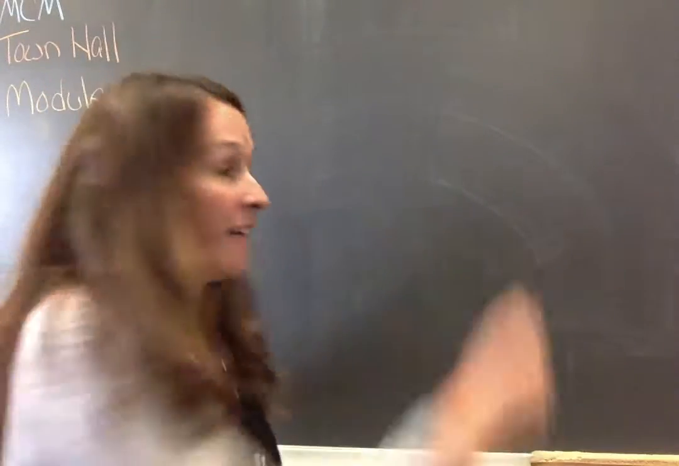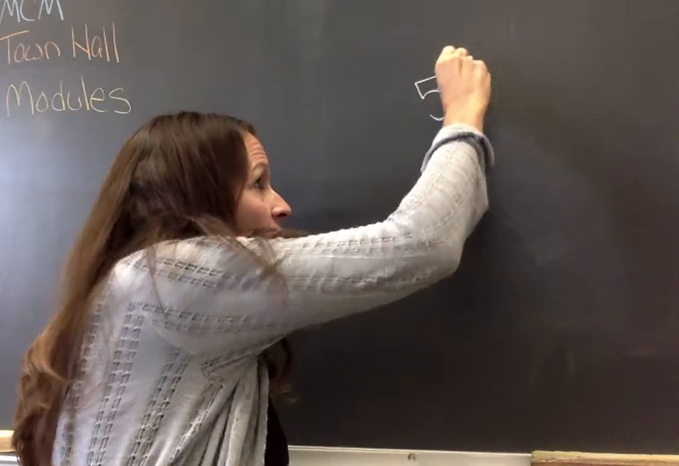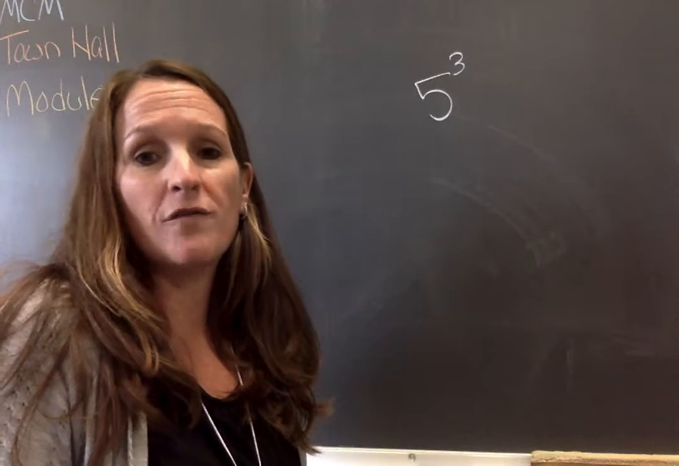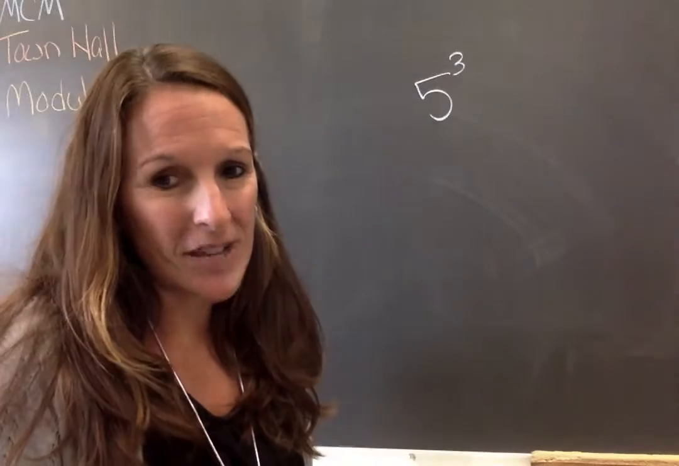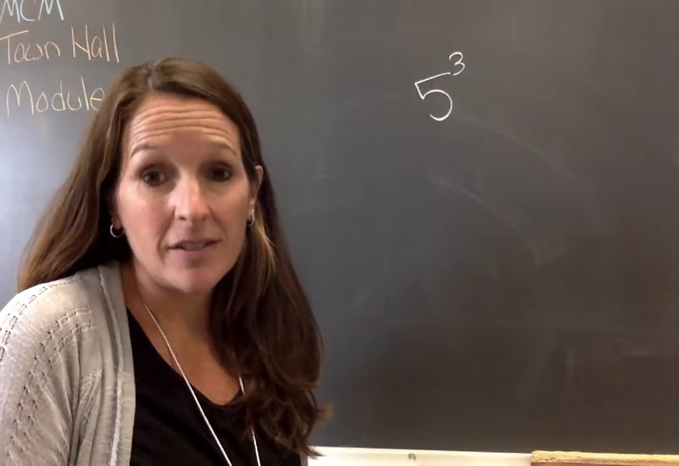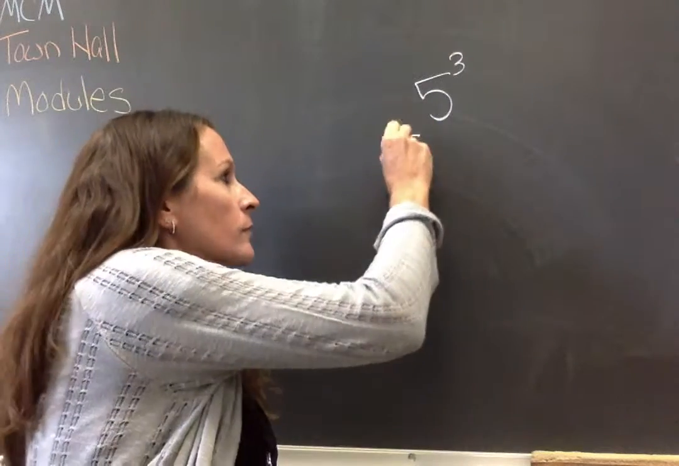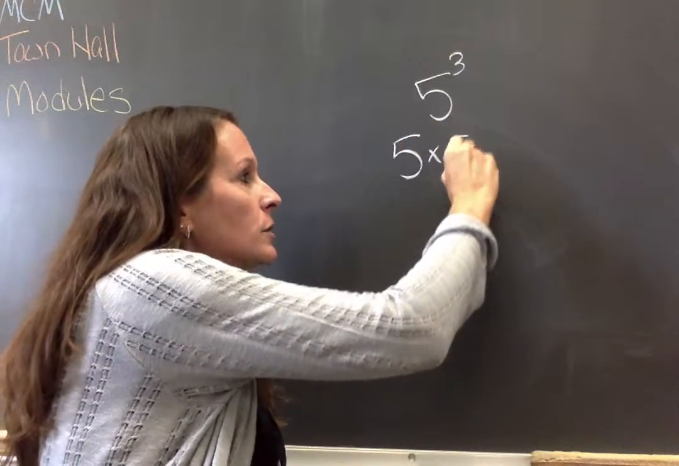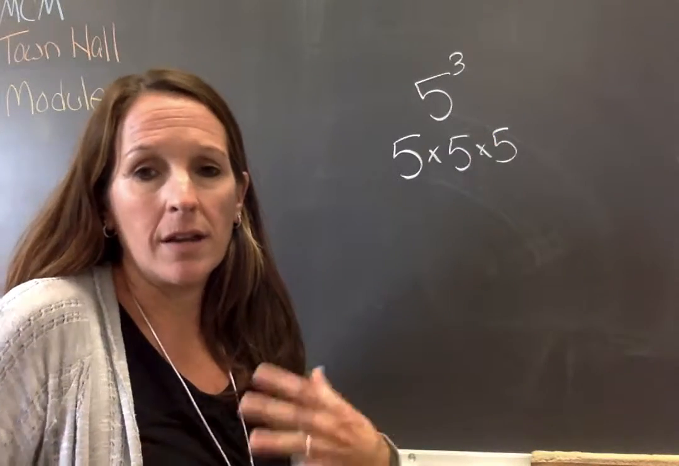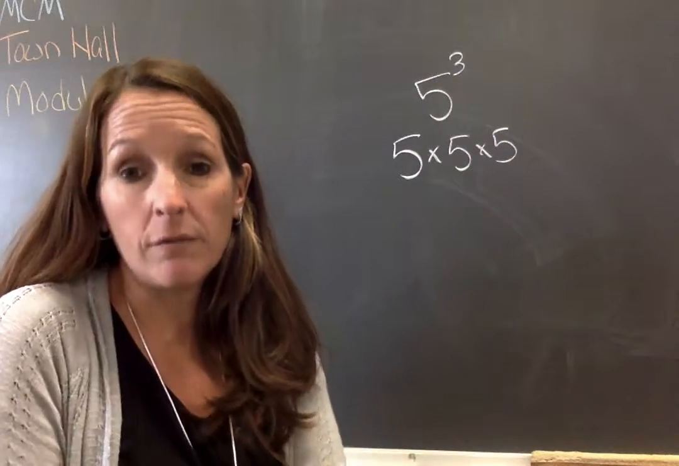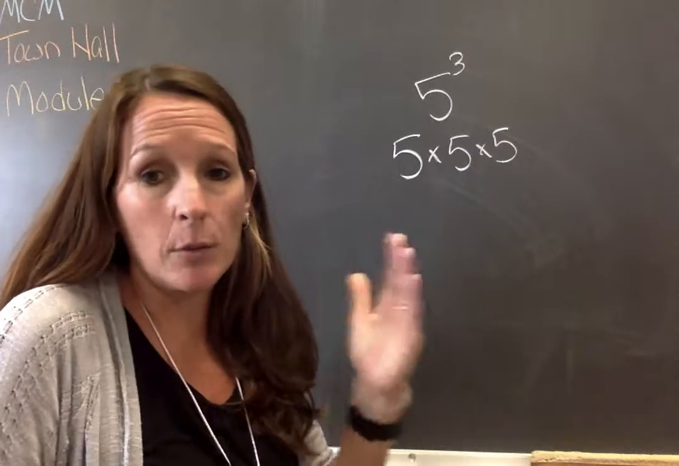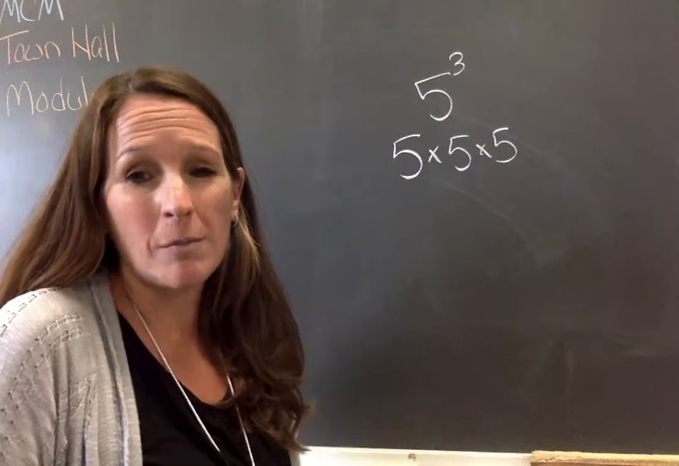Let's do 5. I can say 5 to the third power, or I can say 5 cubed. It's the same thing. So 5 cubed, that doesn't mean 5 times 3. That means 5 times 5 times 5. Every time you figure out what the power or exponent equals, I want you to write down 5 times 5 times 5, or 4 times 4, or whatever it is, because it helps you visualize and it helps you work through some of that math.